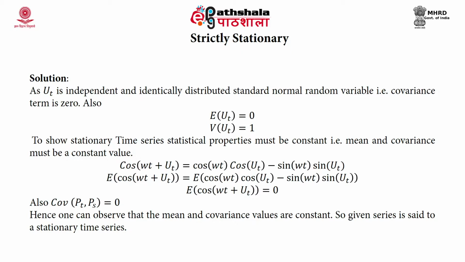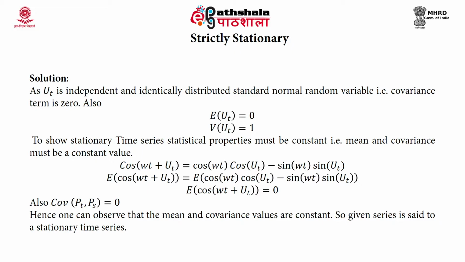To show the time series is stationary, the mean must be constant, so we first have to expand the cos of wt plus u_t function, that is cos of a plus b equals cos a cos b minus sin a sin b. Then we have to take expectation. As we have the information that expectation of u_t is equal to 0, the expectation of cos of u_t is also equal to 0 and expectation of sin of u_t is also equal to 0. So we get the answer that expectation of cos of wt plus u_t is also equal to 0.